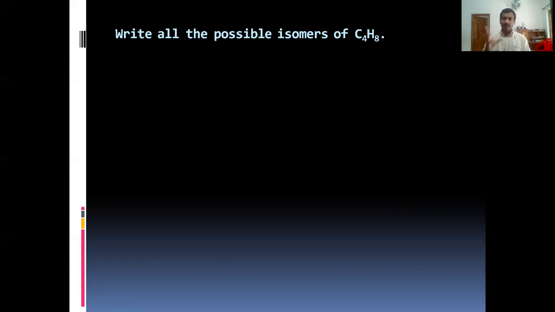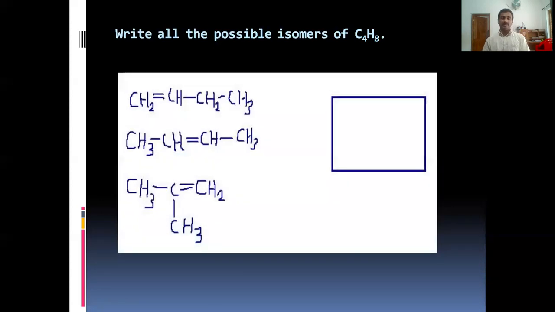2-methyl propene, that will be the chain isomer. One more isomer is possible, that is cyclobutane. So these are the isomers. You can write the names of the isomers below this.